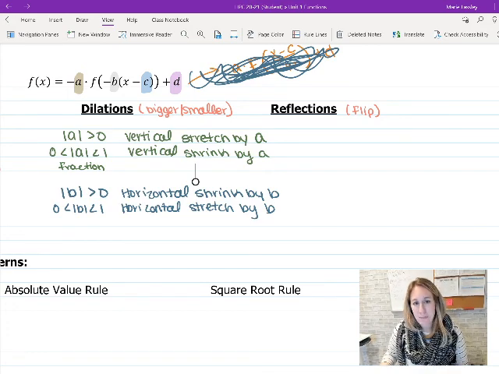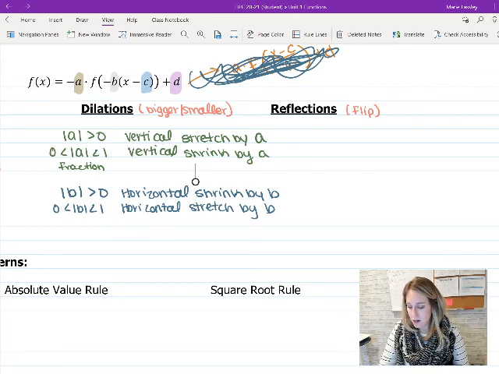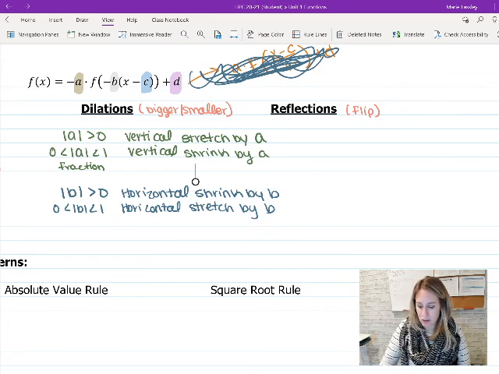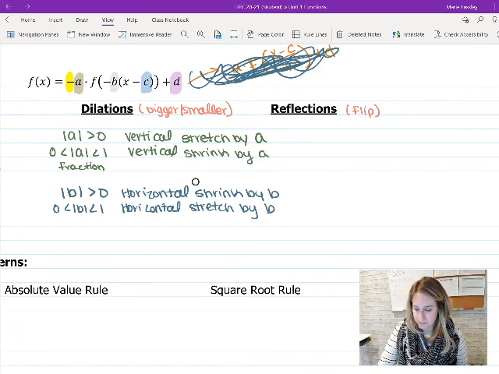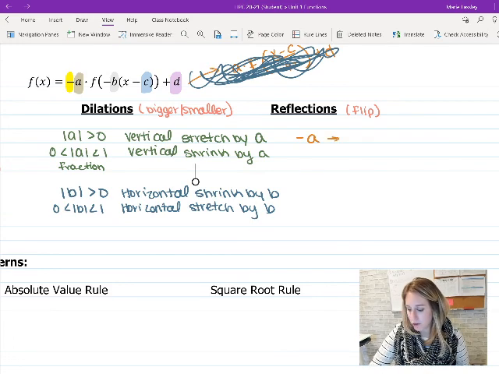Okay, last but not least, we're going to look at our reflections or our flips. This is what's going to come from those negative pieces. Let's start by looking at the negative in front of the A. If A is negative, if you have a negative A, this is a vertical reflection over the x-axis.